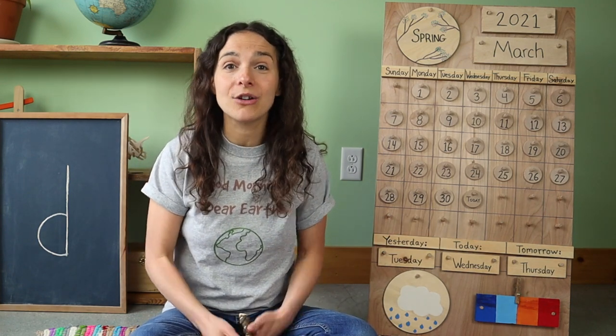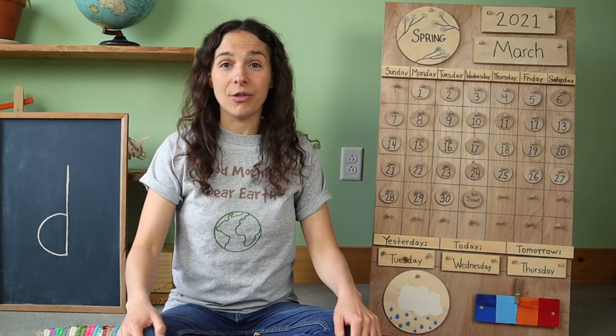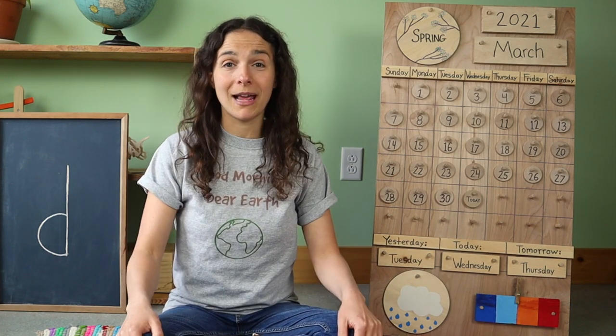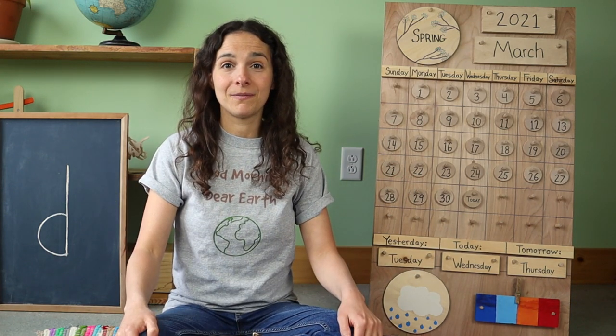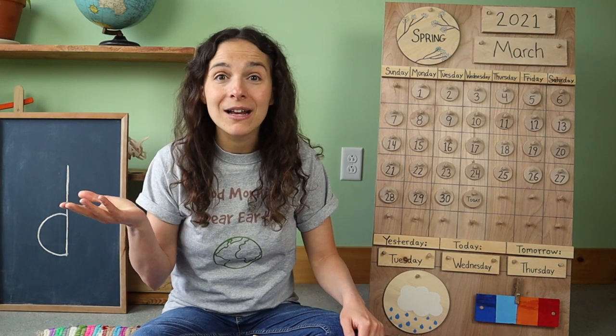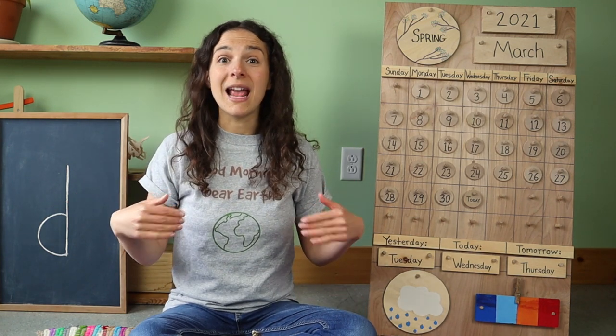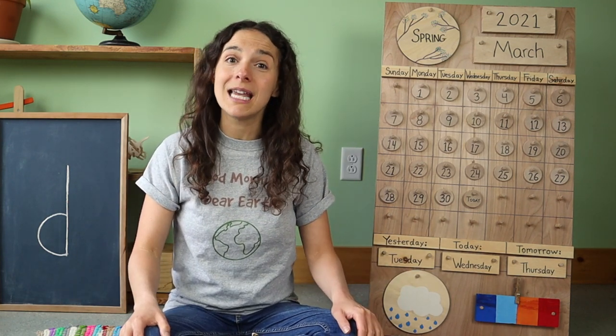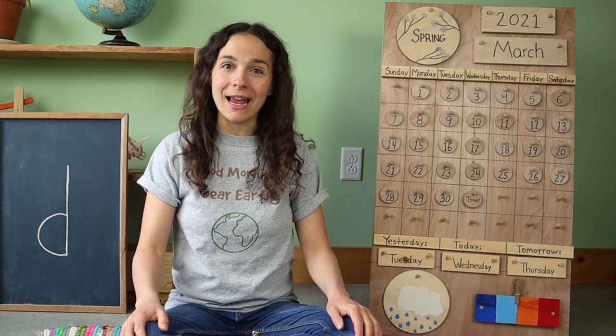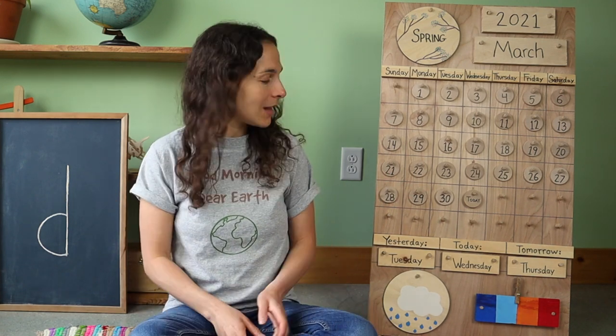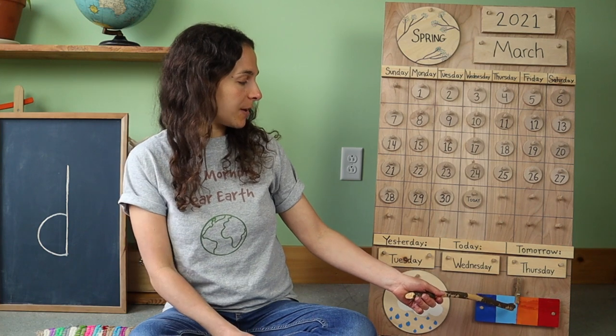Friends, you can still play outside in the rain. You just need to make sure that you wear the proper clothing. What would you wear to play outside in the rain? A rain hat, a raincoat, and definitely rain boots to keep your feet warm and dry when you jump in puddles. Let's take a look at my temperature chart.